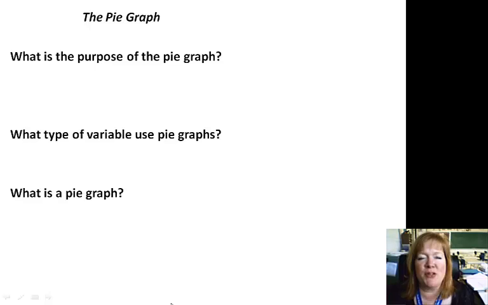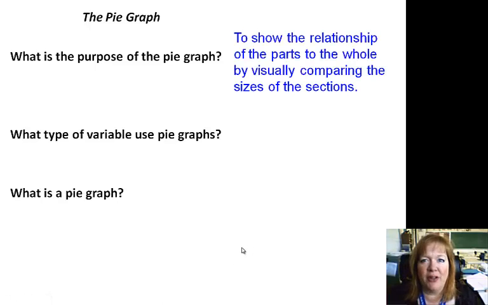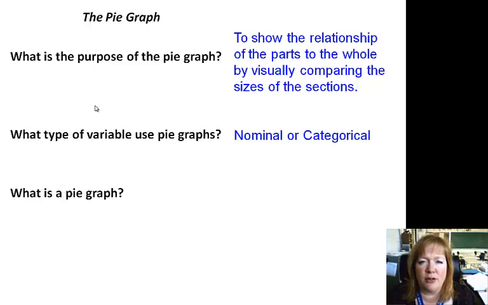Okay, the purpose of a pie graph. What is the purpose of a pie graph anyway? Besides humor, it's to show the relationship of the parts to the whole by visually comparing the sizes of the sections. So usually kids learn fractions by using pie charts and that kind of thing. So you show how much part of the whole a certain category has. So what type of variable is usually used? Nominal or categorical. That is for pie charts.